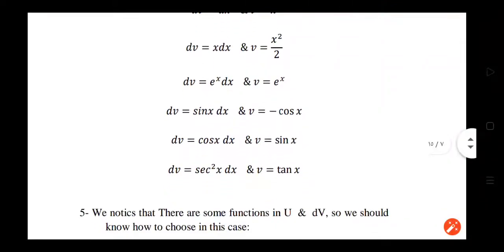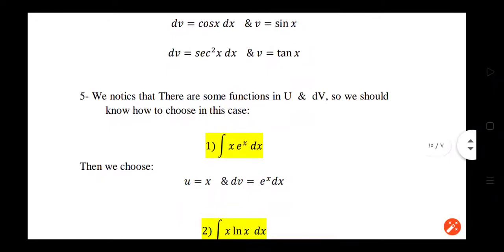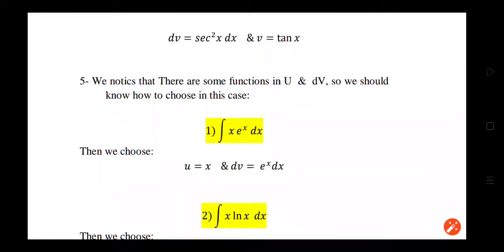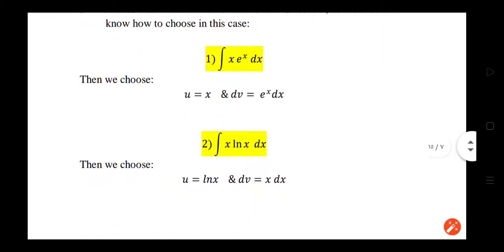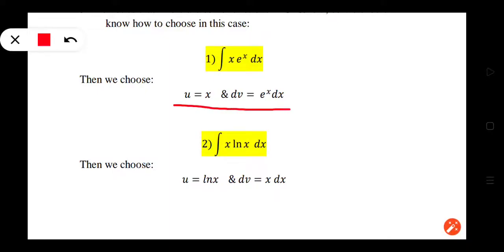Number 5: if we have integration containing x and e power x, which you can put in u or put in dv, the correct choice is putting x in u and dv as e power x dx. Second, integration of x ln x: ln x must be in u, then dv equals x dx.